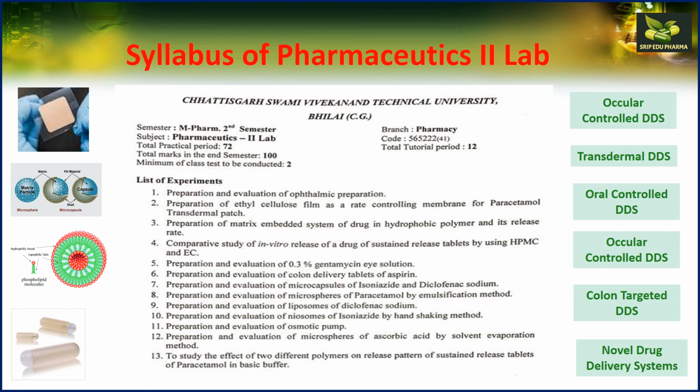Second, you have to prepare a transdermal patch, and basically they have written to prepare it with the polymer ethyl cellulose, and the drug you can take as a model drug, paracetamol. Then next you have to prepare a matrix embedded system of drug in a hydrophobic polymer, and its release rate has to be calculated. It comes under oral controlled delivery systems. Then further you have to prepare an eye solution, then colon delivery tablets of aspirin, then various types of novel delivery systems, like microcapsules, microspheres, liposomes, niosomes, osmotic pumps, and sustained release tablets.